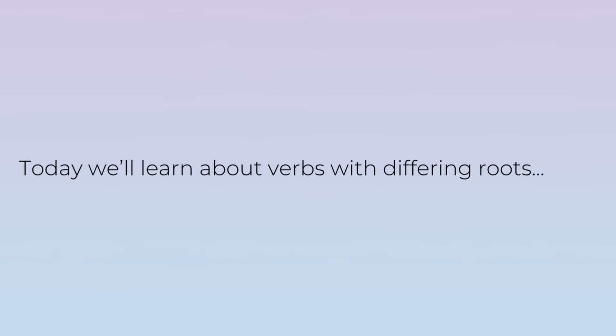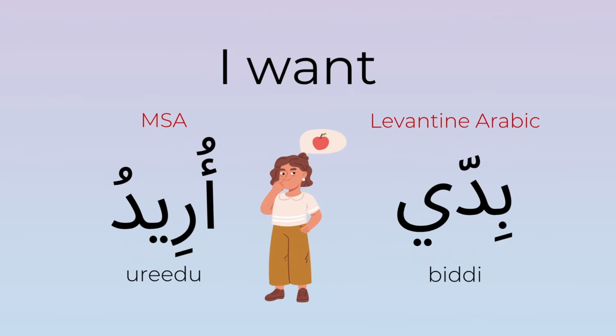So with that said, today we're actually going to focus on verbs with differing roots. We'll look at them conjugated in the first person present tense form. Many MSA verbs are also used in Levantine Arabic, often with slight differences in conjugations, but the opposite is not true. Verbs unique to Levantine Arabic are usually not used in MSA. First up, we have I want. In MSA, this is uridu. In Levantine Arabic, it's much more common to hear biddi. So once again, we have uridu versus biddi.